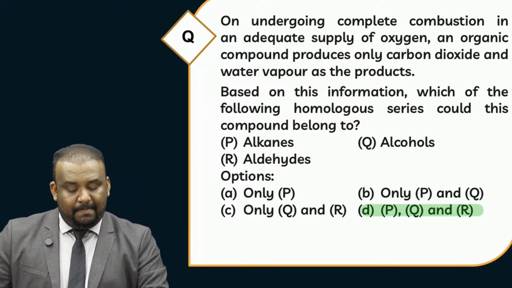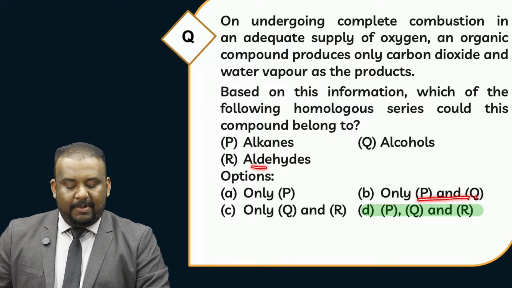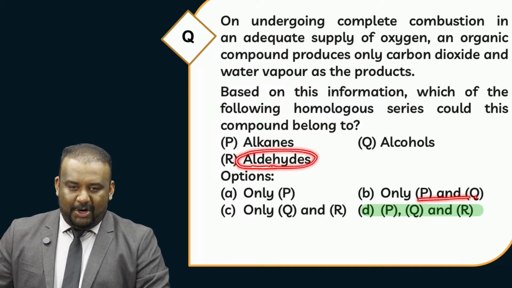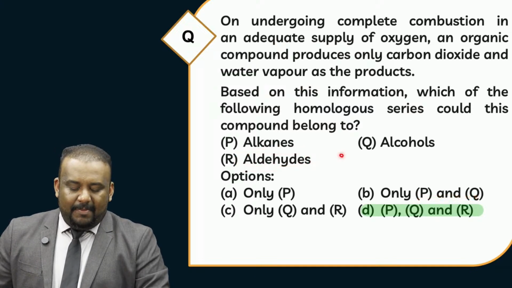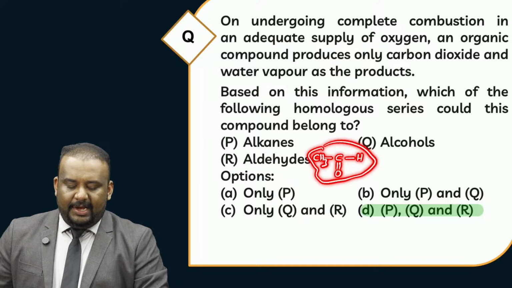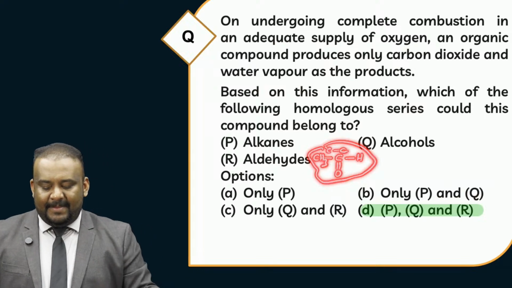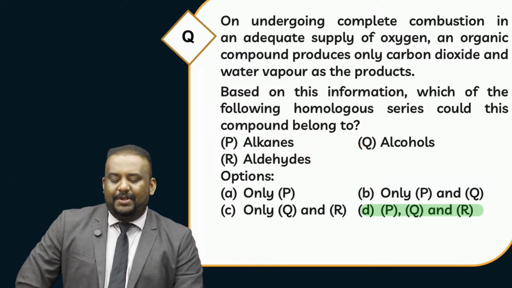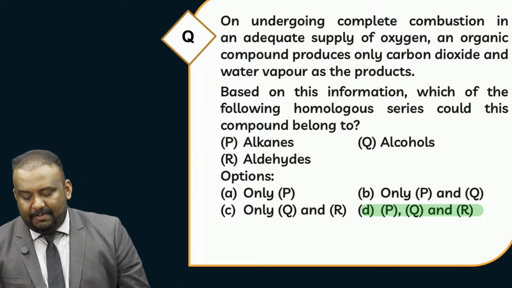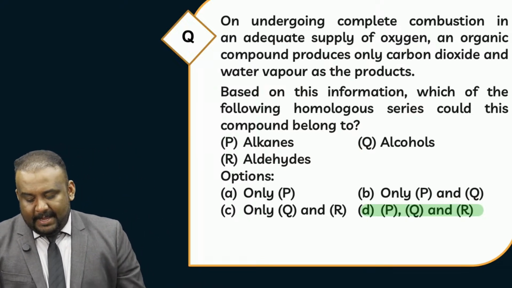Some of you are saying P and Q only because you think that in aldehydes there is a double bond. No, guys. The double bond is between C and O. This is an aldehyde. Here, is there any carbon-carbon double bond? No. Do you understand that? So all of them are going to give you carbon dioxide and water as the products.